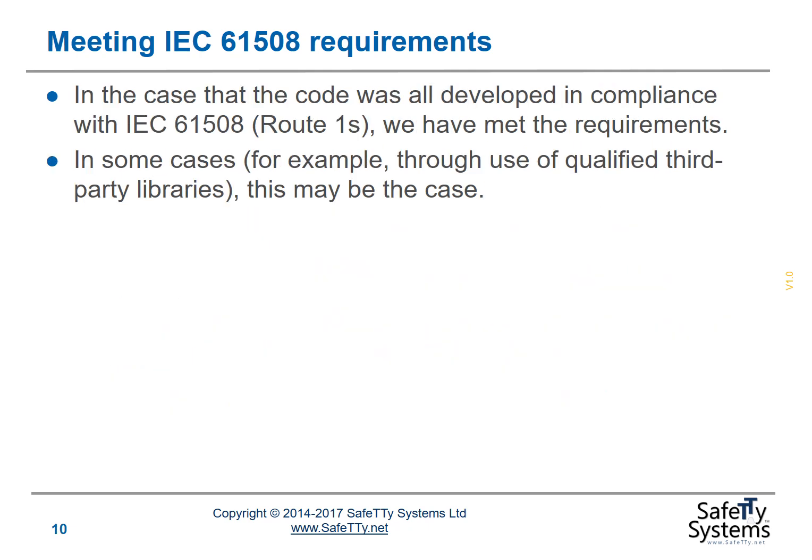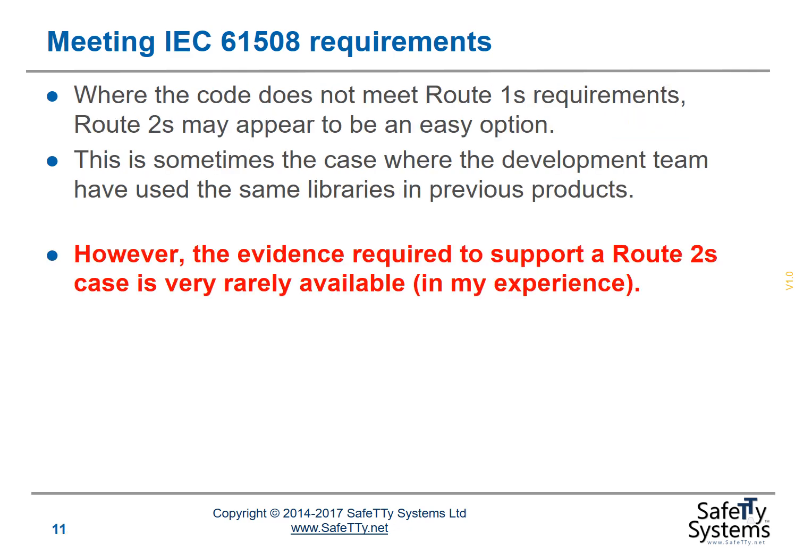In the case that the code was developed in compliance with IEC 61508 Route 1S, we've met the requirements. In some cases, for example through use of qualified third-party library code, this may be the case. Where the code does not meet Route 1S requirements, Route 2S, proven in use, sometimes seems to be an easy option. This is sometimes the case, for example, when the development team have used the same libraries in previous products. However, in my experience, the evidence required to support a Route 2S case is very rarely available.